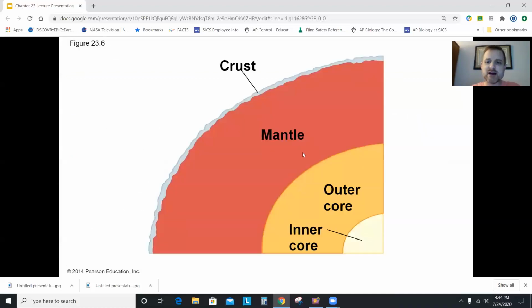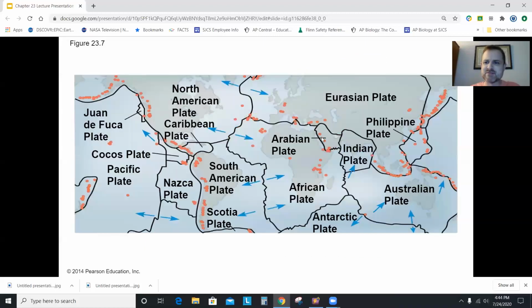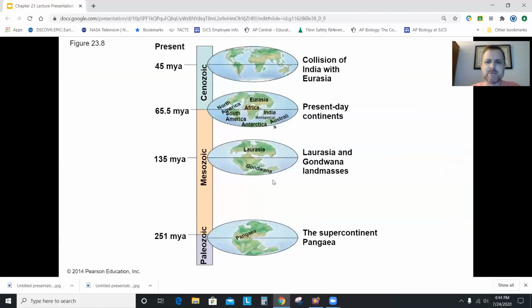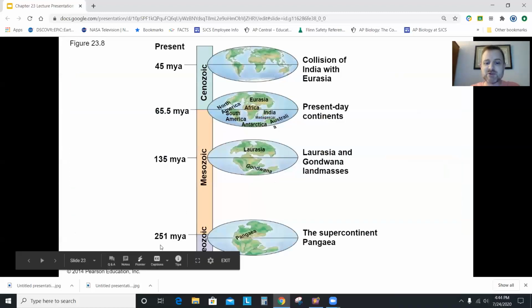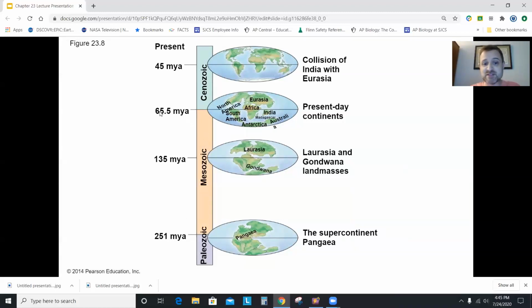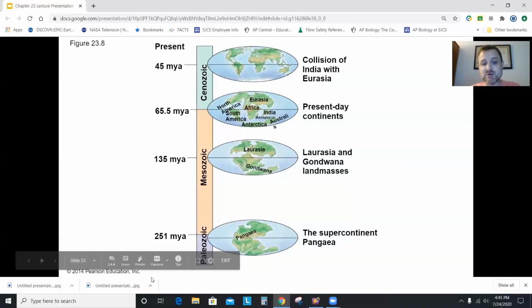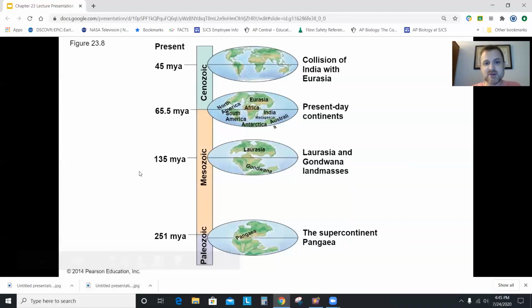When Pangaea breaks up, we're not going to get into the layers of the Earth. This just shows the major plates. I'm not going to worry about this. Pangaea breaks up about 250 million years ago. Just FYI, the date for the asteroid killing the dinosaurs is about 65 million years ago. So Pangaea was way before the dinosaurs.